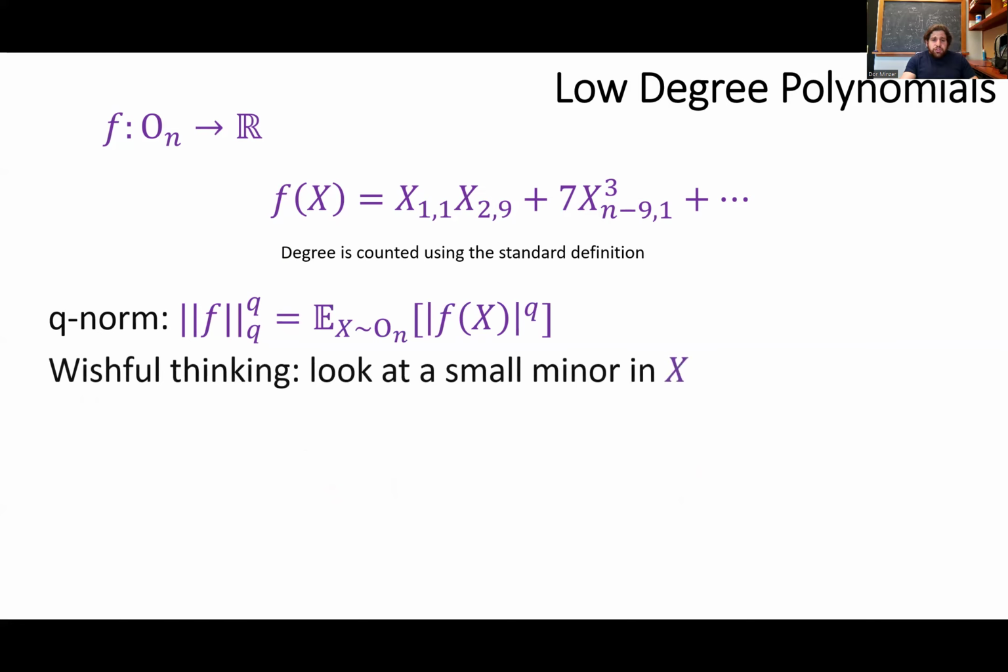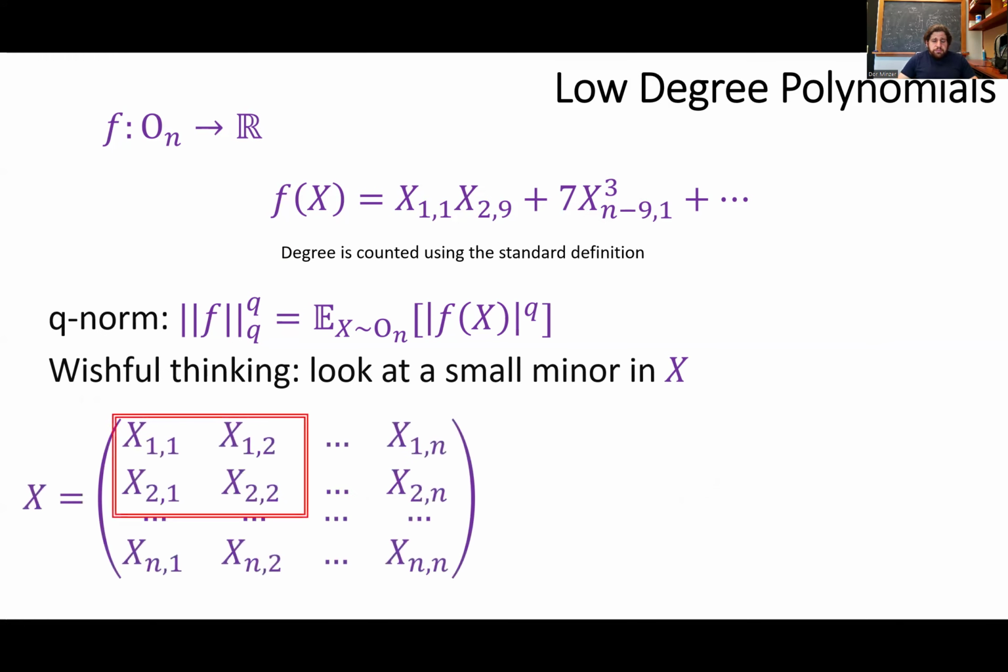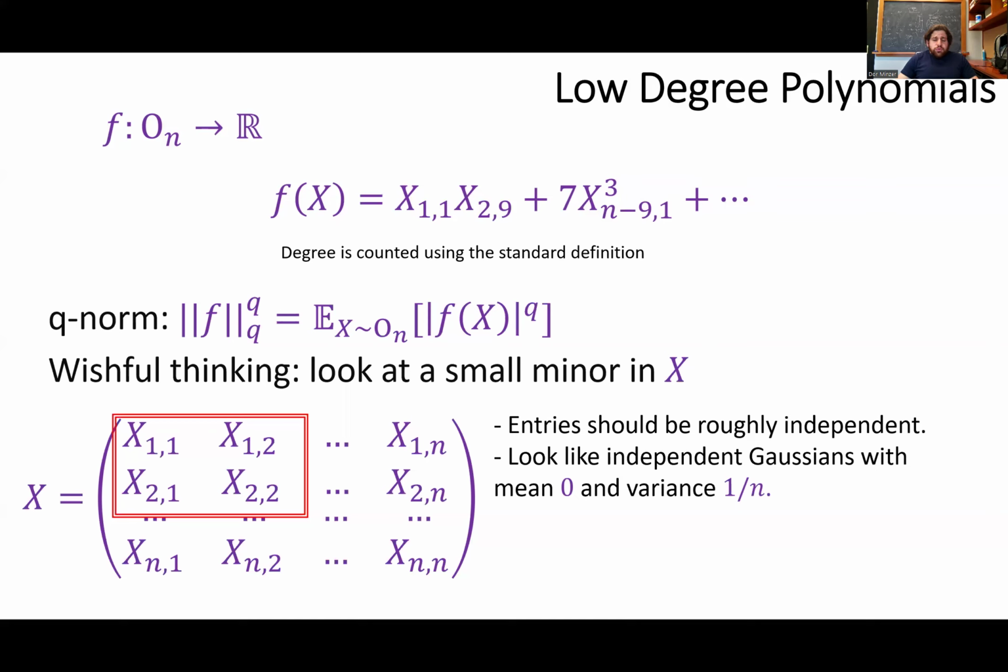So to get some intuition, let's look at an input matrix X, and let's look at a small minor of it. So here is the wishful thinking. The dependencies that we outlined for the matrix X, they are all high degree looking. And the hope here is that if you look at a small minor of X, then the entries should be roughly independent. And moreover, each one of them should basically be a Gaussian with mean 0 and variance 1 over n. And again, this is because when you look at a small window, you don't expect to see this correlation. And once you remove the correlations, this is what it should look like.